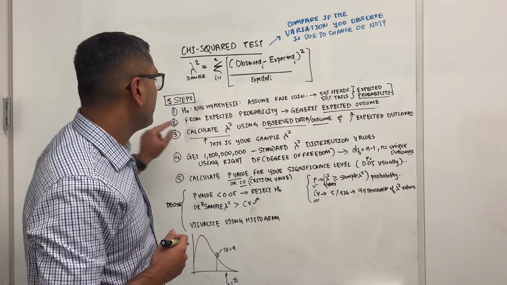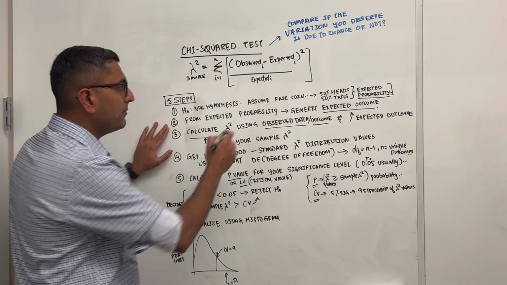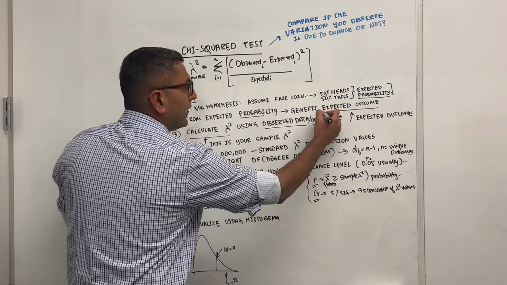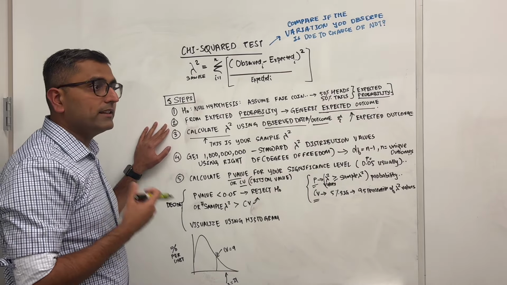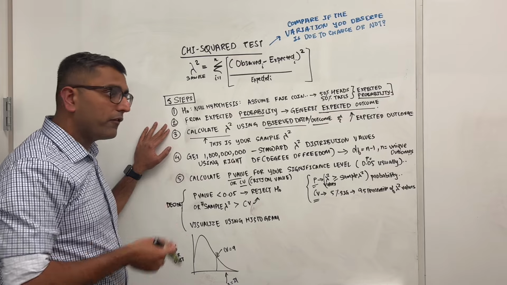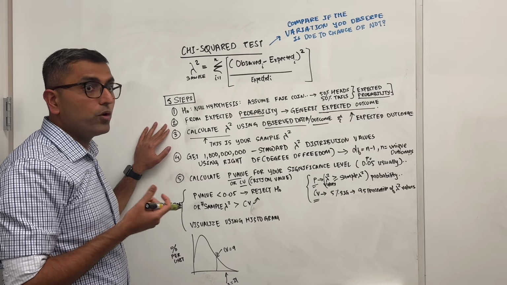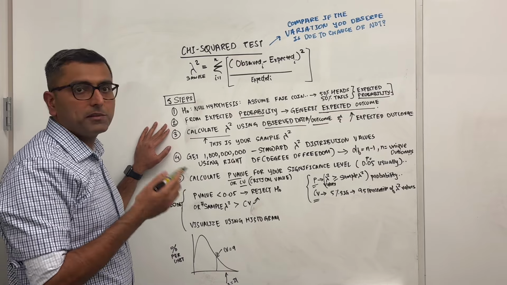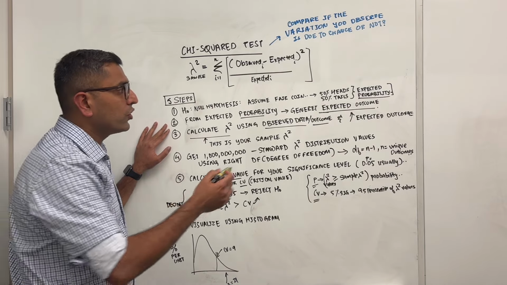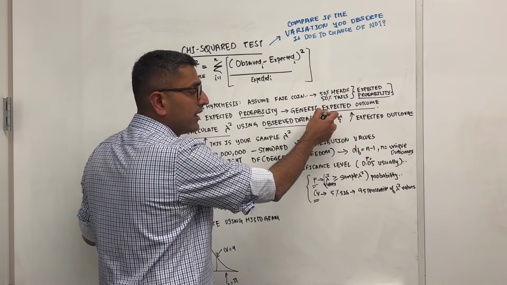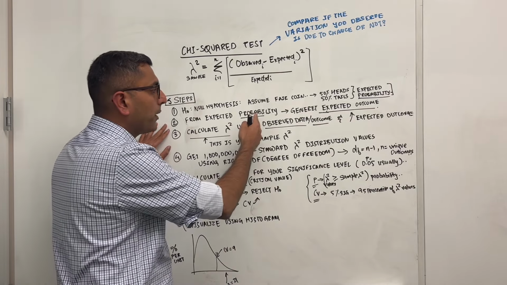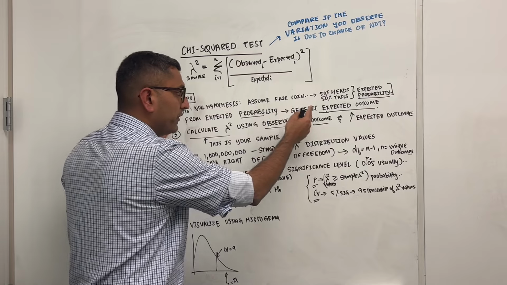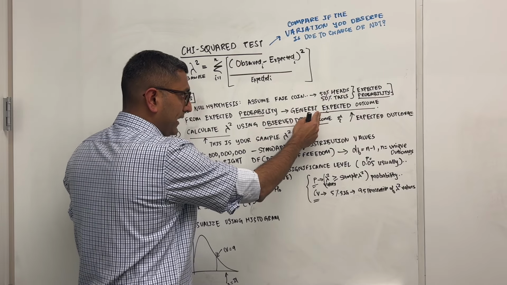Step 2, from the expected probabilities, you find out the expected outcomes. If you are running this experiment of tossing the coin 200 times, then the expected outcome is 100 and 100: 100 heads, 100 tails. But if you're running it only twice, the expected outcome is 1 and 1. So from the probability, based on the number of iterations you have, you find out the expected outcome.